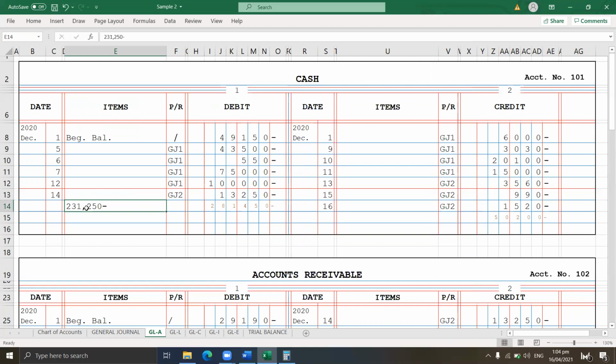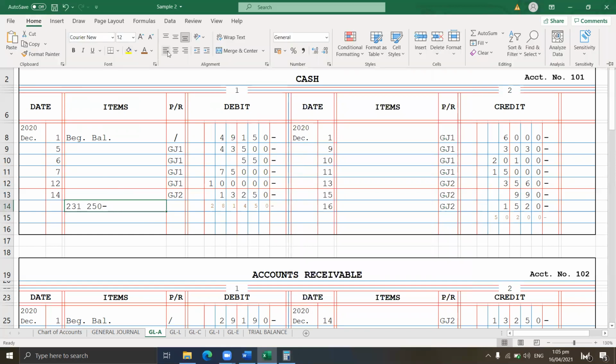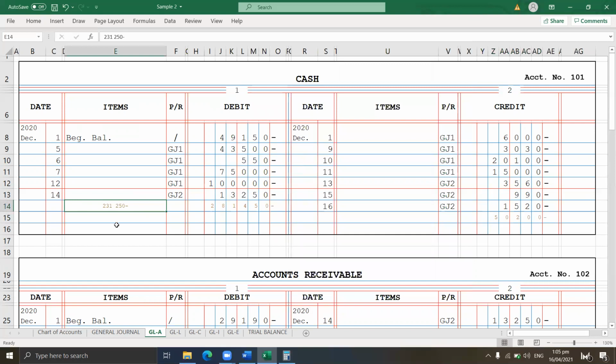Okay, let's double check kung tama. 231,250. Okay, so again, that should be in pencil footing. Okay. In the debit side, the items column, 231,250. So that's our balance of cash. So again, pag may question, please let me know.